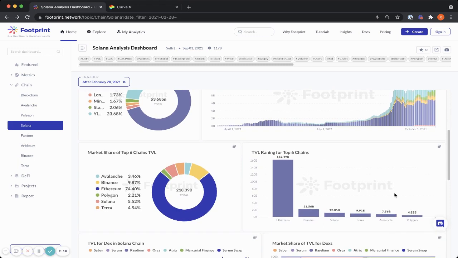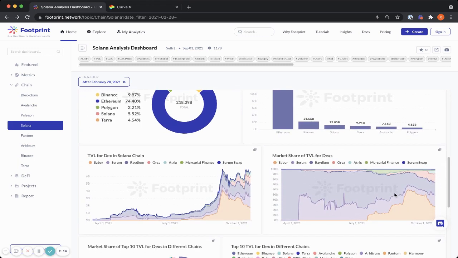And if we continue down further, we can also begin to see the TVL for DEXs in the Solana chain and how they split, which is really fascinating and insightful. And you can really begin to form a picture of the ecosystem. And so far, I hope you're getting the sense of the overall market picture you can form with this type of data.